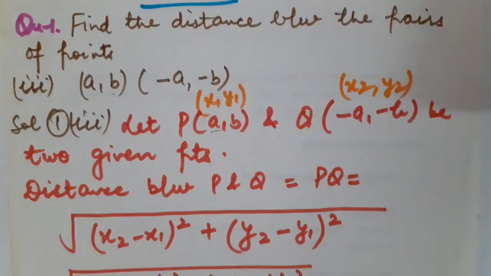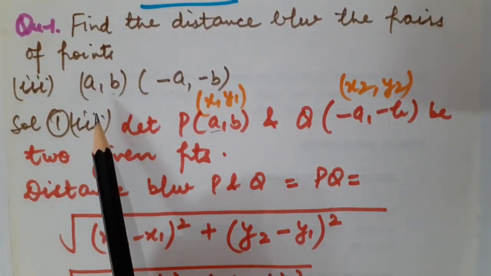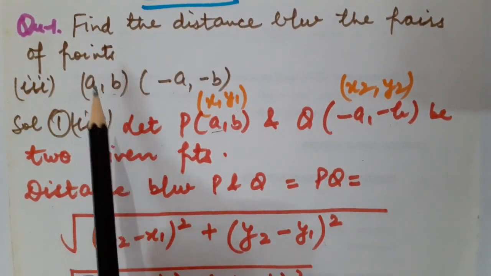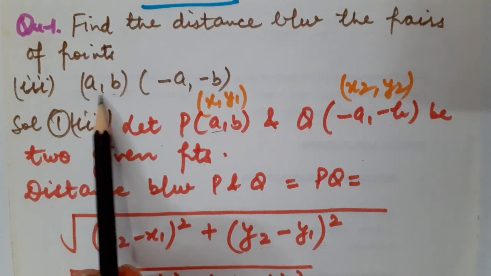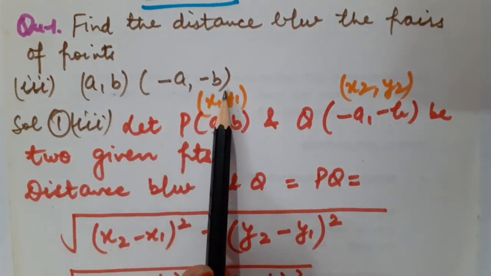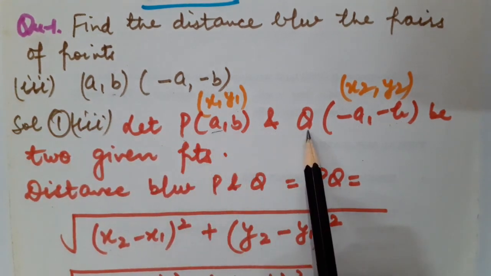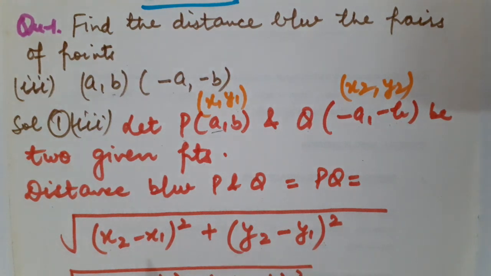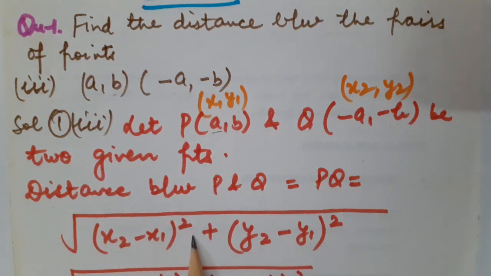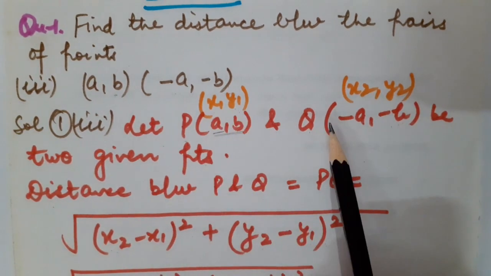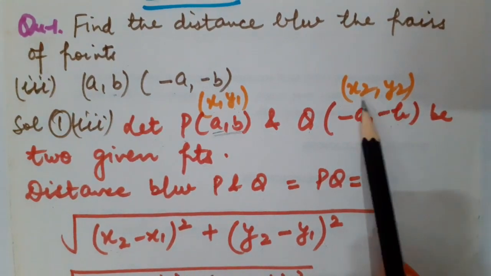Fine students? Okay, now children, I will be taking some problems based on distance formula. Fine. So find the distance between the pairs of the points. You will be having points given A, B and another one is minus A, minus B. Okay. So first of all, let us assume these points as P and Q. Children, as you know that the formula of calculating distance between 2 points is x2 minus x1 whole square plus y2 minus y1 whole square, then its whole under root. So you assume A, B as x1, y1 and minus A, minus B as x2, y2.